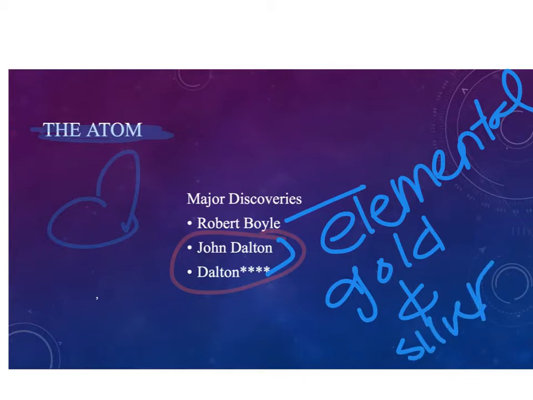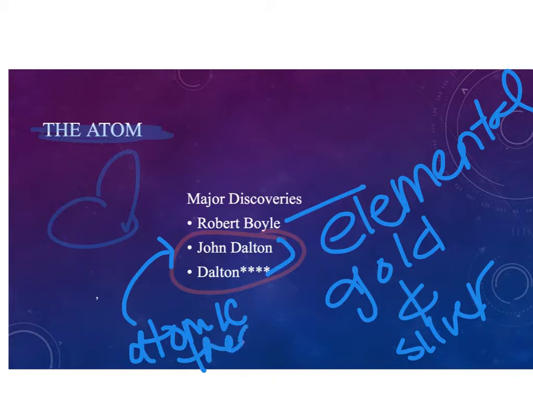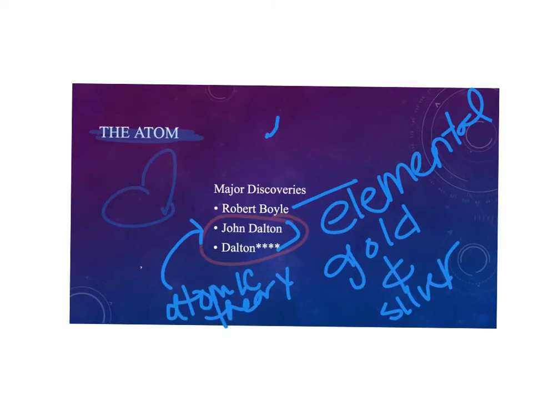Okie dokie. Now let's get into John Dalton. Basically what we have under him as a discovery is theorizing that the basic unit of matter is a tiny particle called an atom. So he basically developed atomic theory. And we keep his name separate down here because his atomic theory is crazy important.